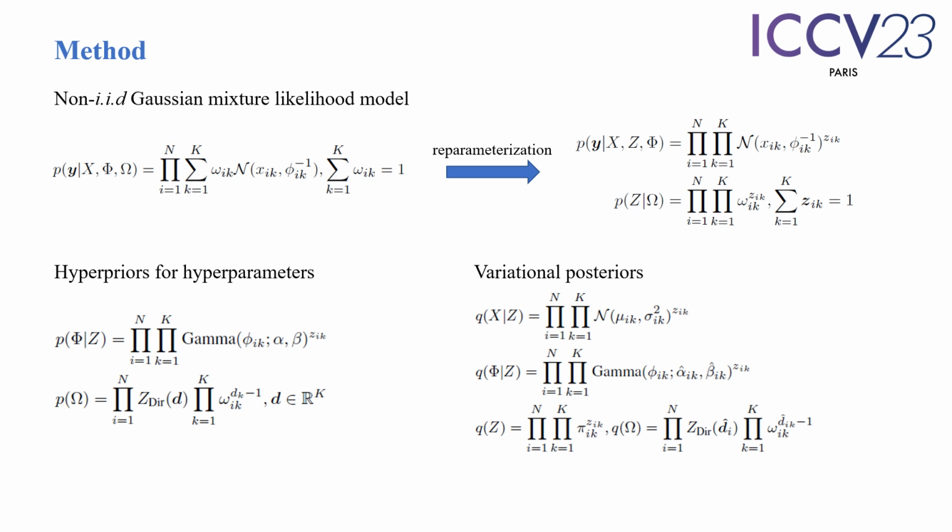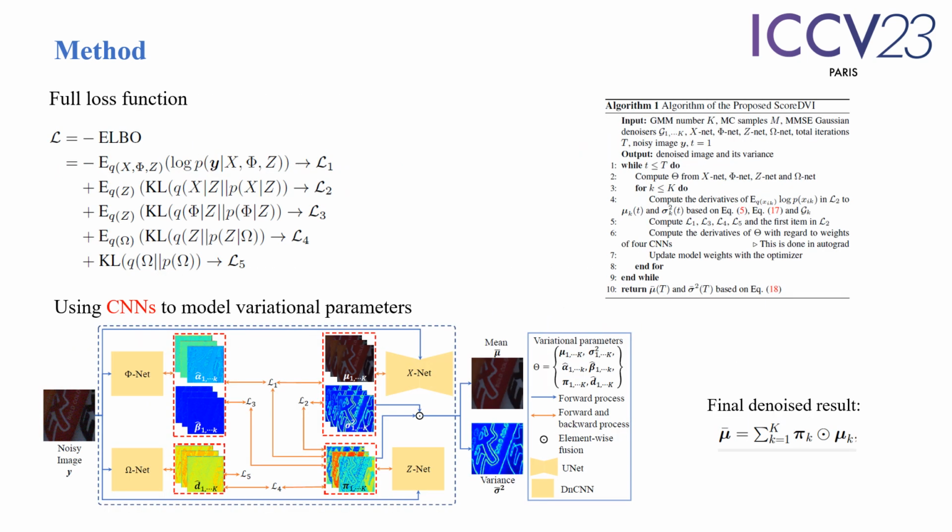Apart from the score priors, we also designed the non-i.i.d. Gaussian mixture model to approximate the real-world image noise. We use phi and omega to denote the precision and mixing parameters. As the noise level of the real noise is varying, we cannot assign them fixed values. We therefore introduce hyperpriors for phi and omega to specify our prior belief about the noise. To facilitate the ELBO optimization, we choose the posterior distributions with the same forms as the priors. Then we can derive our full loss function.